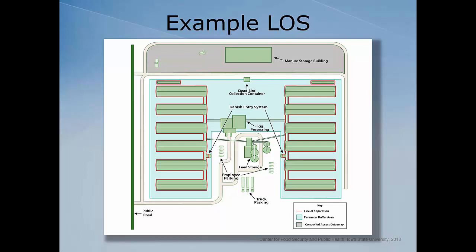The LOS surrounds all poultry houses, which are connected to one another by a walkway and egg belt. Once an individual crosses the LOS using the Danish entry system, he or she can access all of the poultry houses without needing to perform additional biosecurity steps.